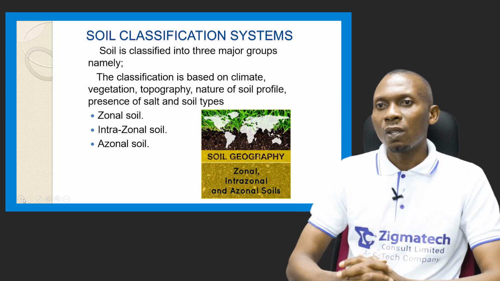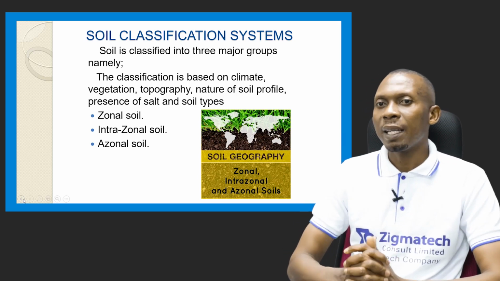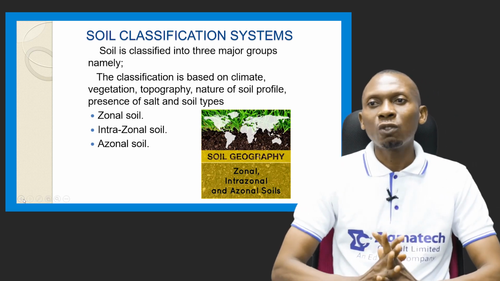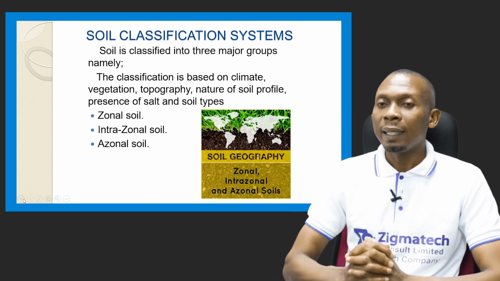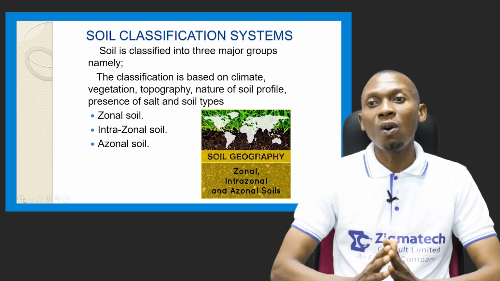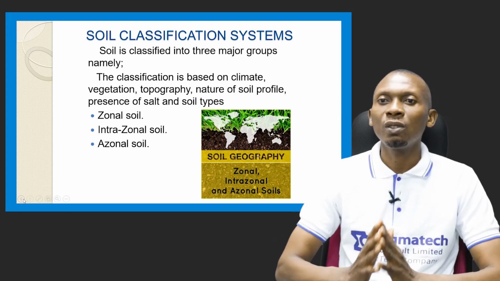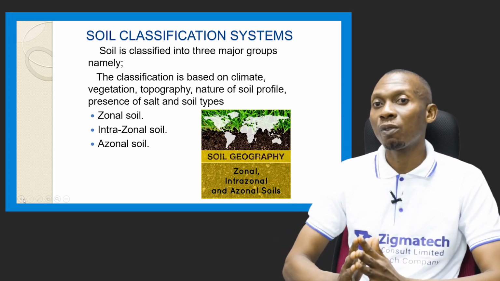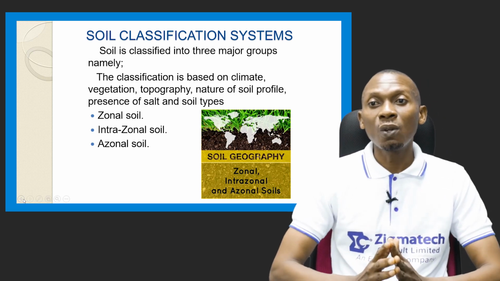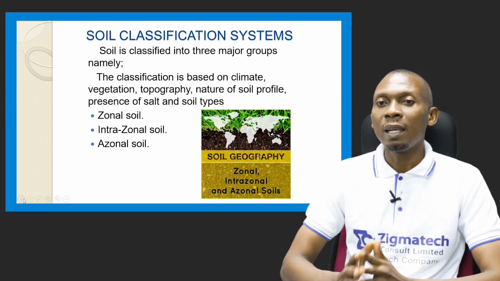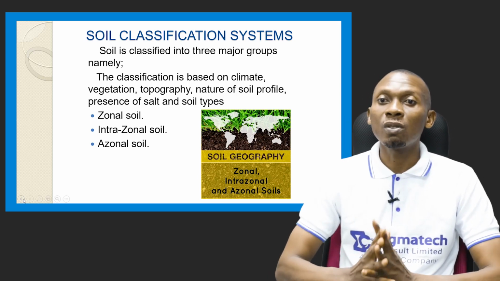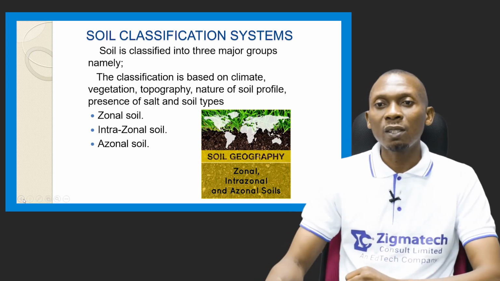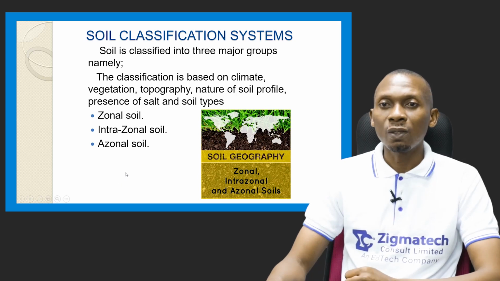Okay, let's take a look at the soil classification system, and here we're looking at 3 major groups of classification, and this classification is based on climate, vegetation, topography, nature of soil profile, presence of salt, and soil types. Now here the 3 groups include zonal soil, intrazonal soil, and azonal soil.